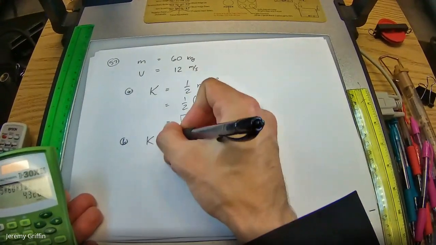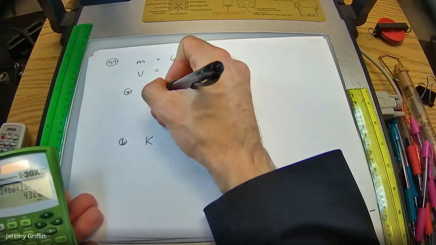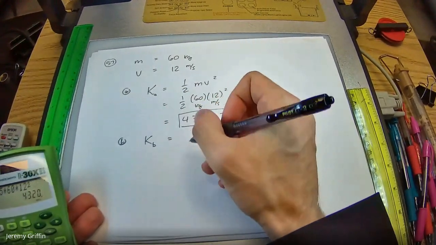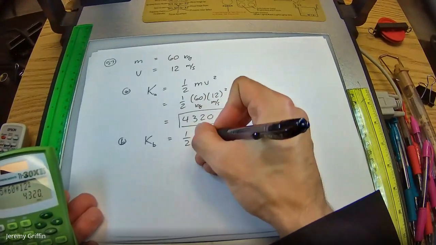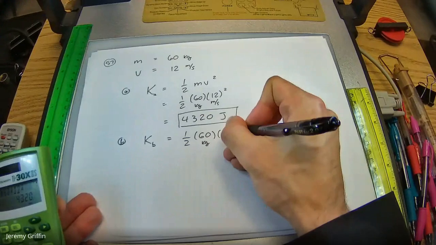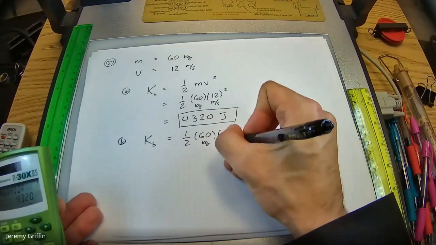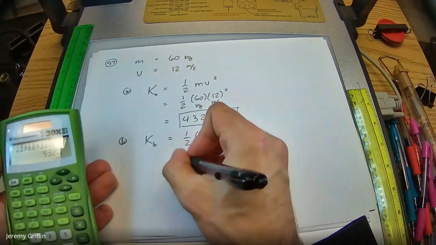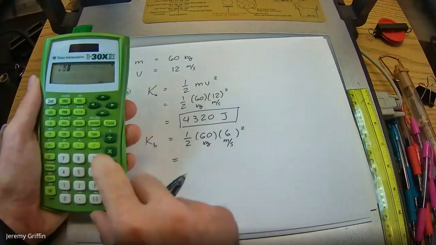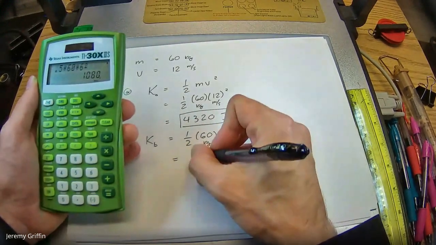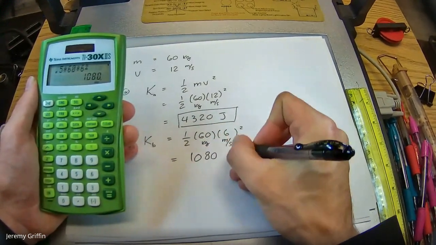So I know I'm using different numbers from the book, but call it K and K and B. I'll also cut the speed in half, so leave his mass the same. I'm going to cut his speed down to 6 meters per second, which is half of my original speed. Wonder how many joules this is. So 1/2 times mass times speed squared. I'm looking at this many joules, 1,000 and something joules.